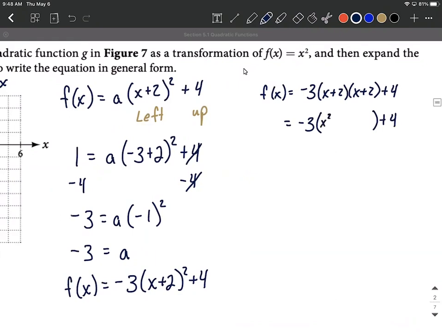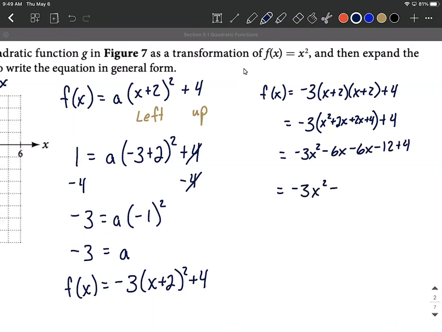So we get x squared plus 2x plus 2x plus 4. And a little bit more expanding, I'm going to distribute the -3. We could combine those like terms together first, but -3x squared minus 6x minus 6x minus 12 plus 4. Combine our like terms, and we are home free.